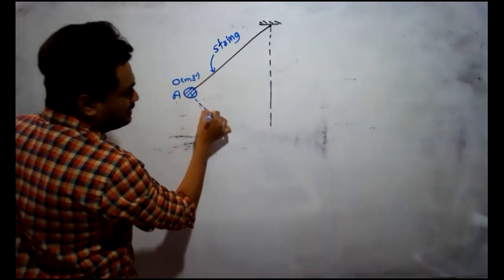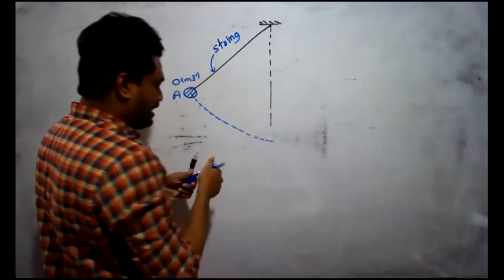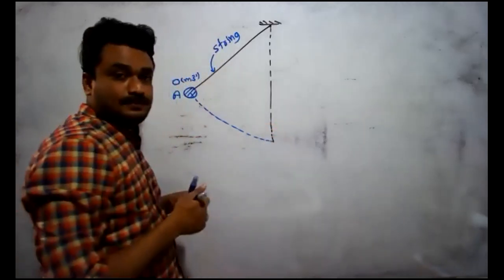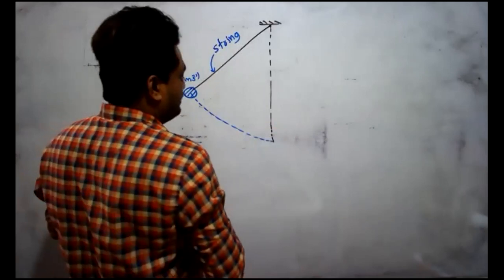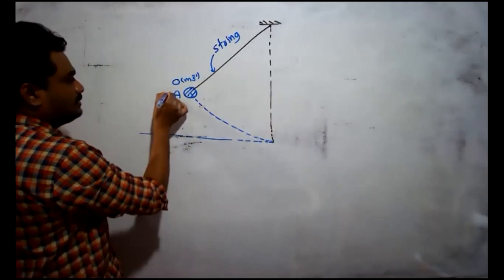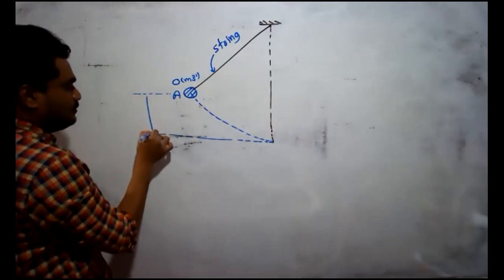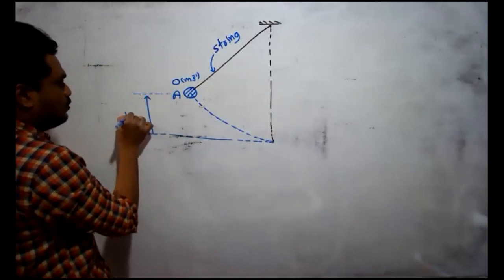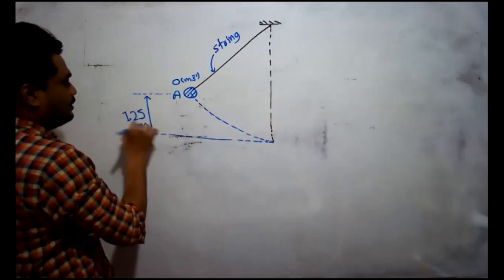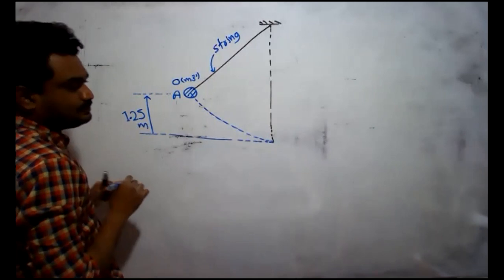If you release it, it will move along a curved path, right? And it will reach the ground somewhere here, right? So this gap, if you check the question carefully, is given as 1.25 meter. 1.25 meter is this gap.